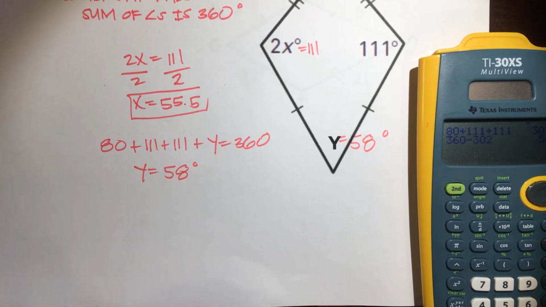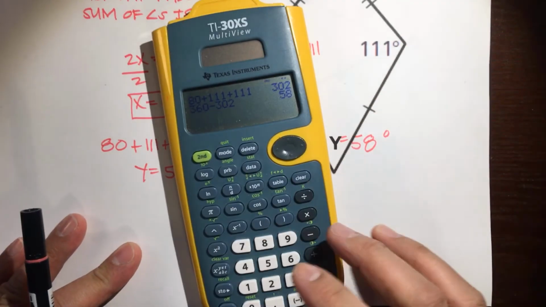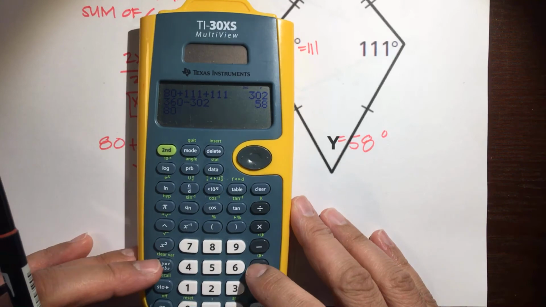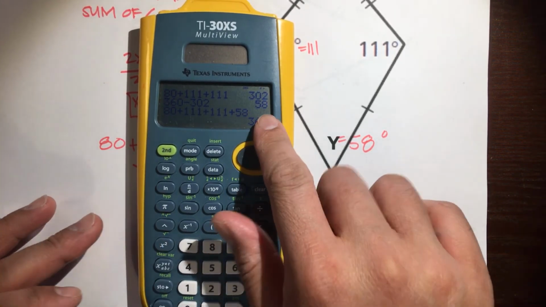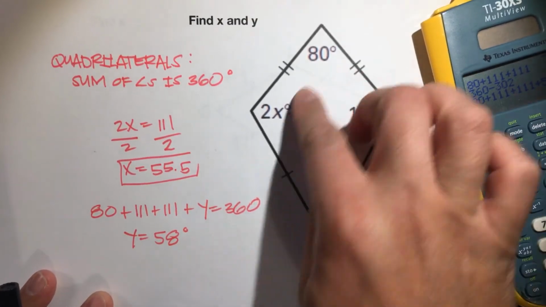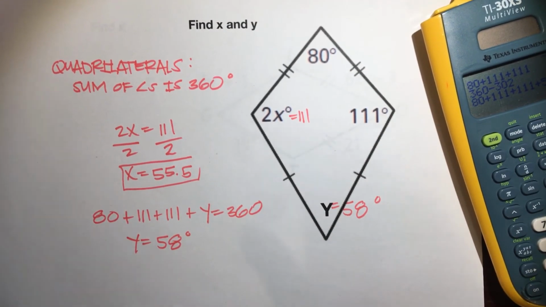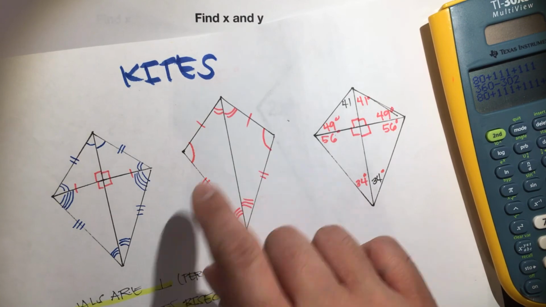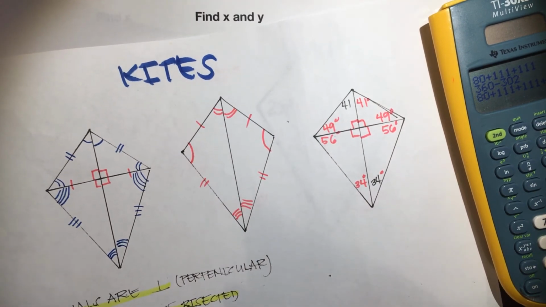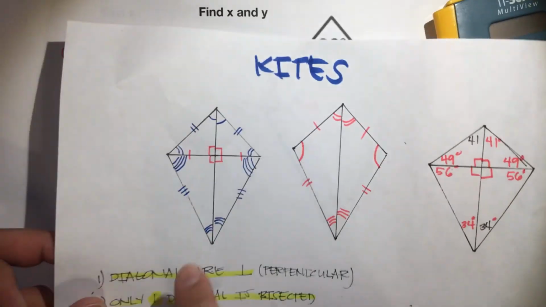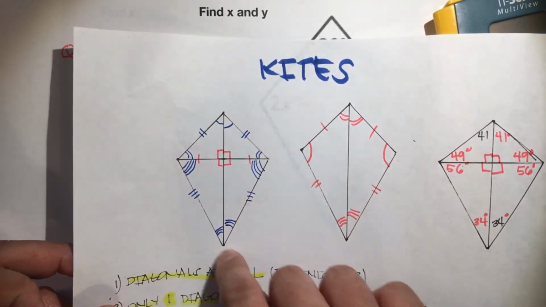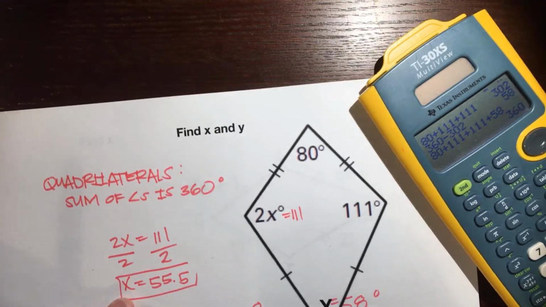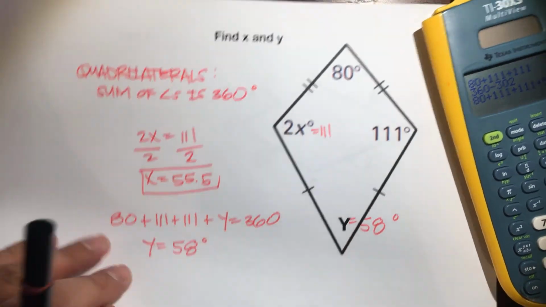So they add up to 360. I could double check that. 180 plus 111 plus 111 plus 58. 360. There you go. So all these angles, again, add up to 360 because 2 triangles make up any quadrilateral. Okay, and not 4 because these angles in the middle don't count as these angles right here that we care about. All right, and last example.